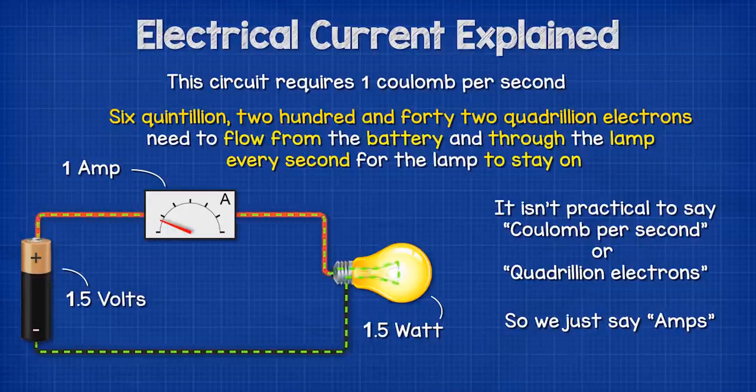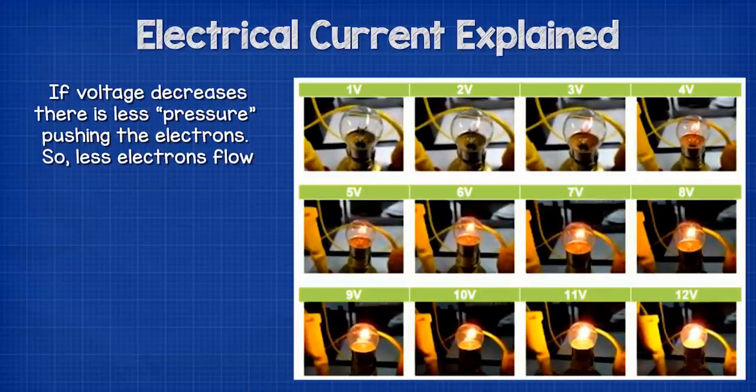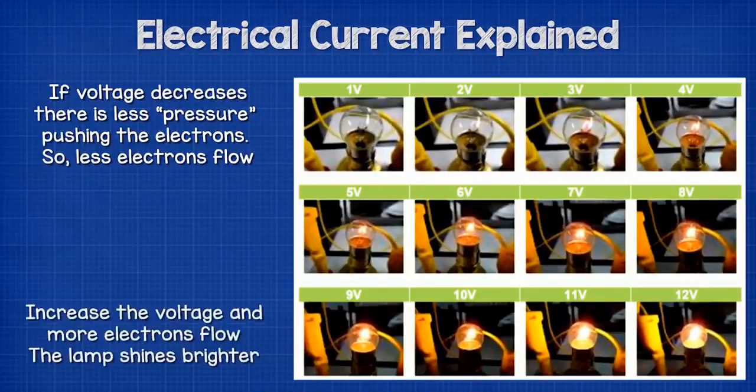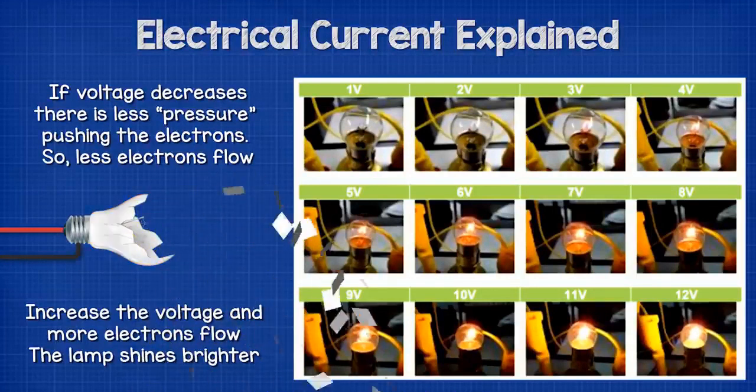The brightness of the lamp will vary with voltage. As we decrease the voltage, there is less pressure pushing the electrons, so less electrons flow. As we increase the voltage, more electrons flow, and the lamp shines brighter. But don't forget, at a certain voltage and current, the lamp will burn out.